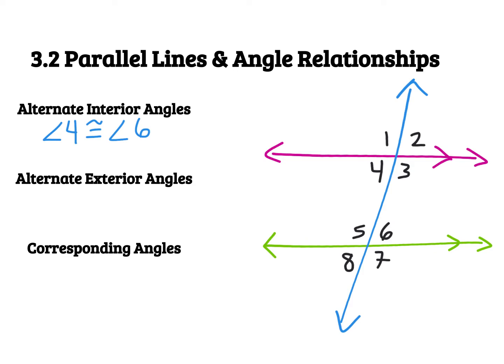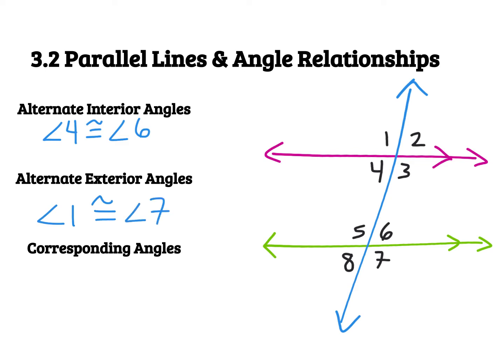Alternate exterior angles. Here, as alternate exterior angles, I have two options: 1 and 7 or 2 and 8. They're opposite and they're on the outside of the two lines. So 1 and 7, when we're dealing with parallel lines, are also congruent. Angle 1 is congruent to angle 7.